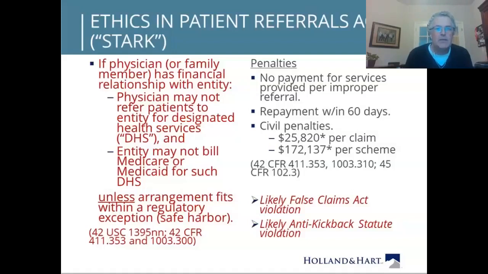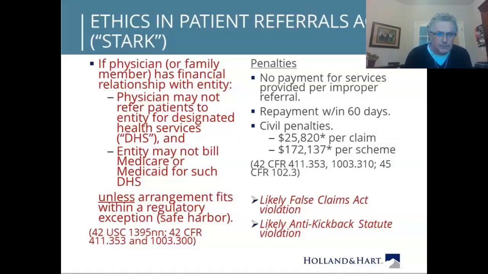Now, note that STARK applies to any financial arrangement between the physician or a physician's family member and this provider of designated health services. So, for example, if you're a hospital and you employ a physician's spouse or child, well, STARK applies to that financial relationship with that spouse or child, as well as any relationship with the physician. So you need to make sure that you look at your financial relationships with physicians and also physicians' family members and ensure that those are structured to comply with STARK.